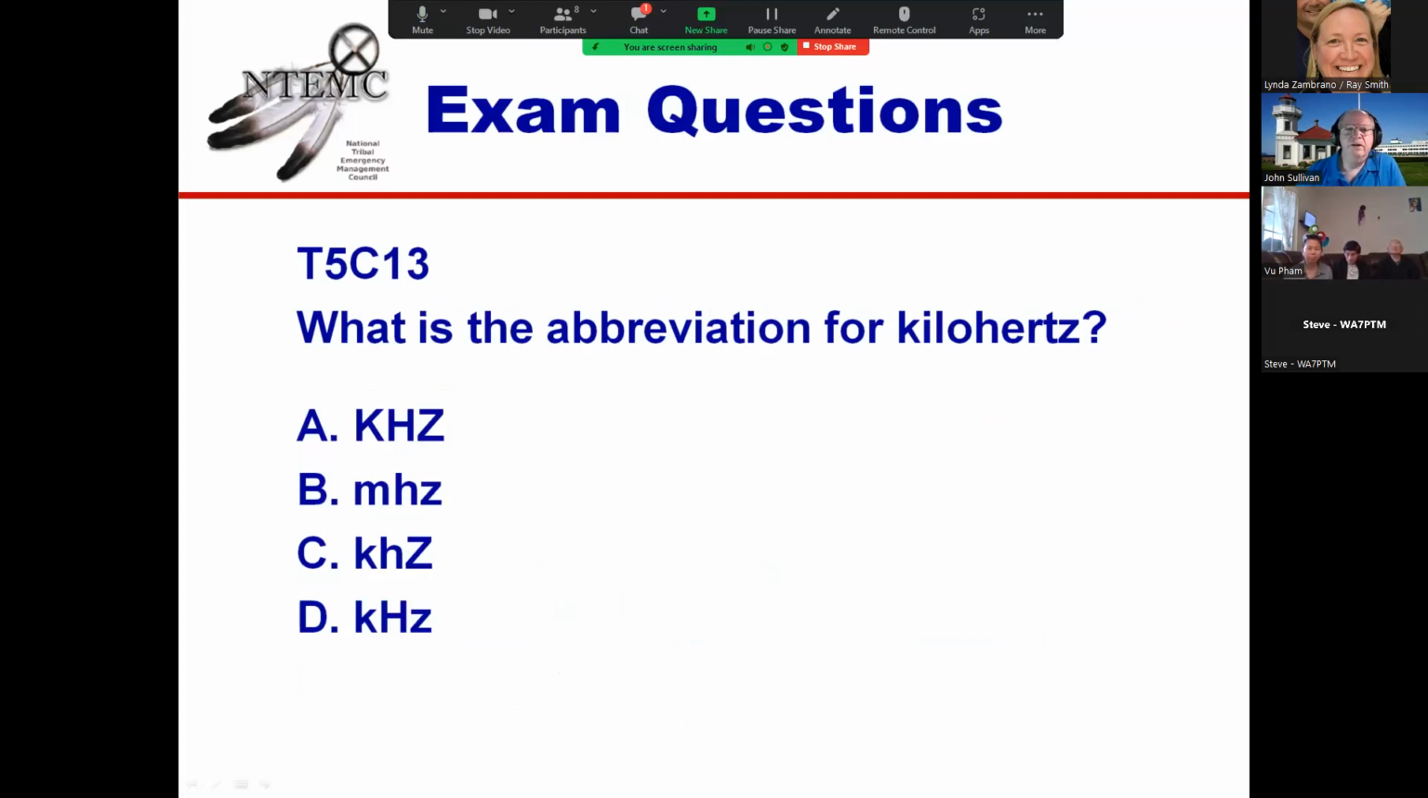What is the abbreviation for kilohertz? Okay, so we have hertz, capital H, little z, and we put a K in front of it. But remember, with kilohertz, it's a lowercase k. With megahertz, it's an uppercase M. So this is little k, big H, little z, kilohertz.